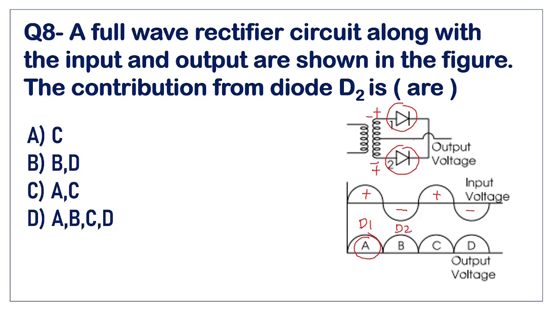Similarly, for the third positive half cycle, again the top point will get positive and the bottom point will be negative. So the first diode will conduct and the output is because of D1. Again, when the input is negative half cycle, the second diode will work and the output is because of D2. So the contribution of D2, the output which arises because of the second diode, is B and D. So option B is the correct answer, that is BD. Then we'll go to the next question.